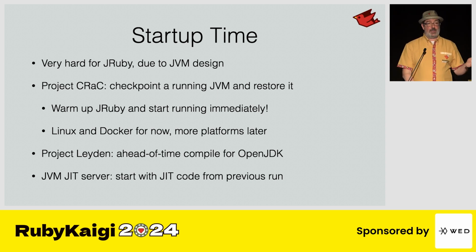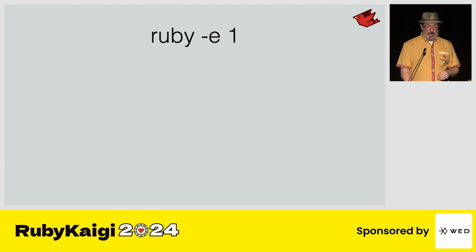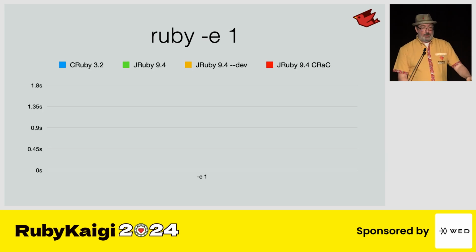And there are JVM implementations out there that have things like JIT servers. So across runs, you can share JITted code and not have to go through that whole pipeline again. So looking at an example here, -e 1, the simplest thing you could run in Ruby. Here it is with the same implementations of Ruby. JRuby 3.2 here, I believe, and not running with YJIT. YJIT can sometimes impact the numbers a bit on this.